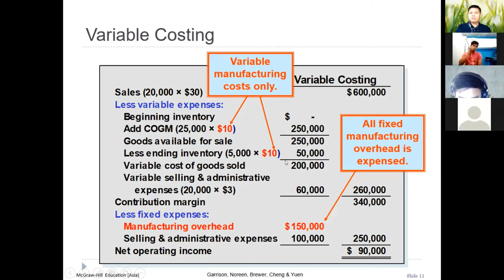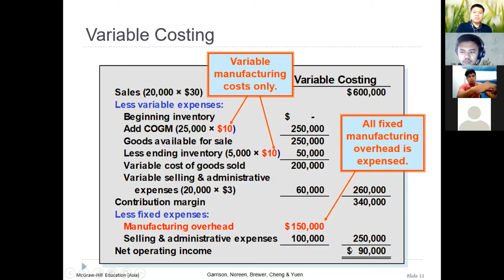So you have the variable cost of goods sold, which is 200,000, plus the variable selling and administrative expense. You sold 20,000. The rate is 3, so you have 60. So total is 260,000. Now, 600 minus 260, you have a contribution margin of 340. And then we deduct the fixed expenses consisting of the fixed manufacturing overhead. The one given is 150,000, followed by the fixed selling and administrative expense of 100,000. So total here is 250, deduct from 340. Then you have the net operating income.